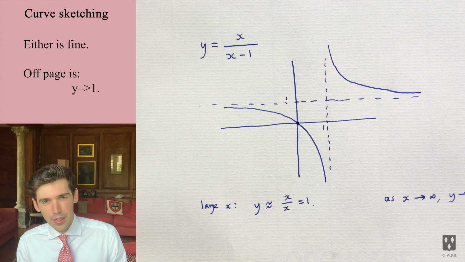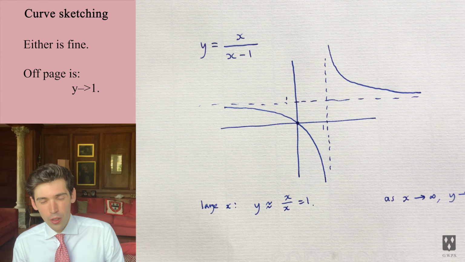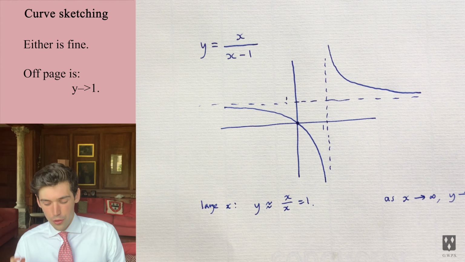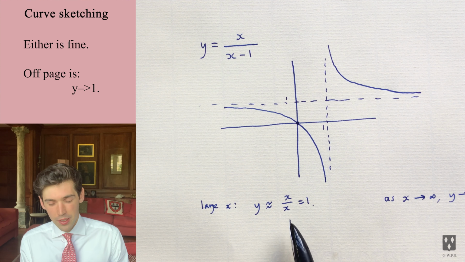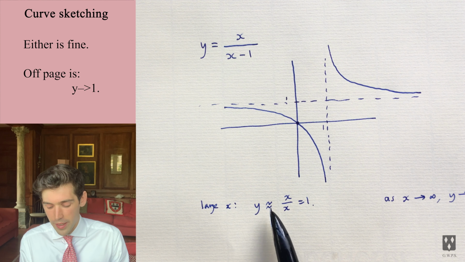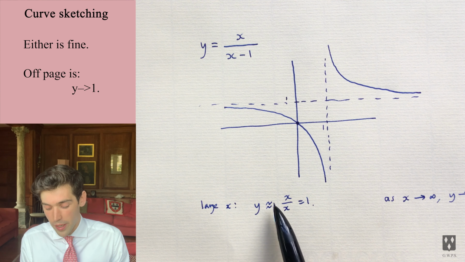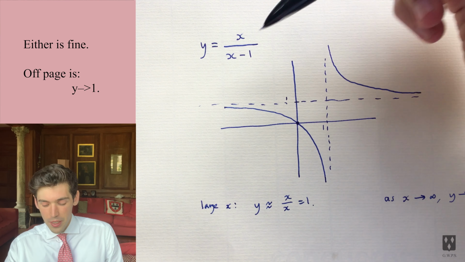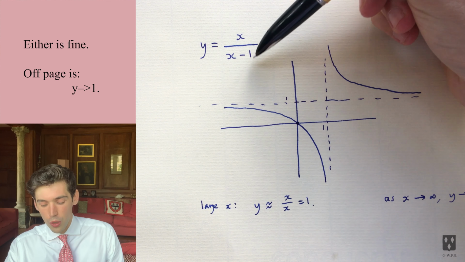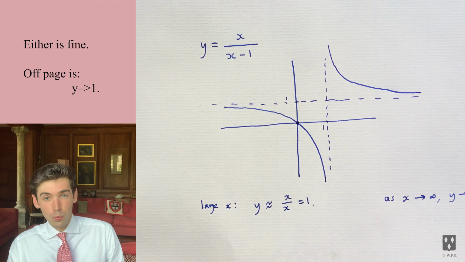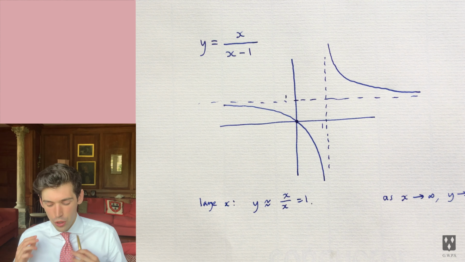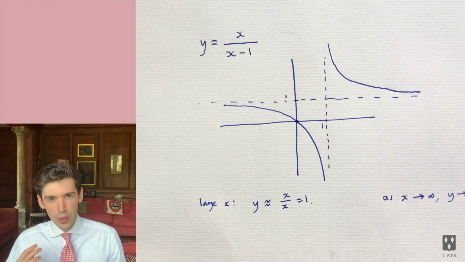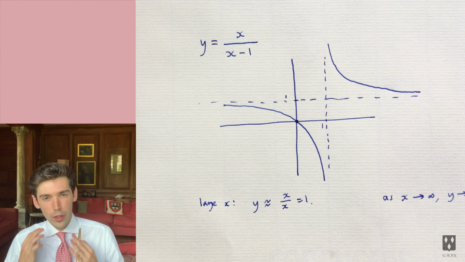So as x tends to infinity, y tends to 1. It doesn't mean x is infinity, it doesn't mean that y is 1, but it means you get asymptotically close. Whereas this way of writing it down is just saying when x is large, y is approximately x over x, which is 1. And basically when x is large, you can ignore this 1 because the x is more important. And that leads us on to this framework, which is, I think, helpful when drawing these graphs.